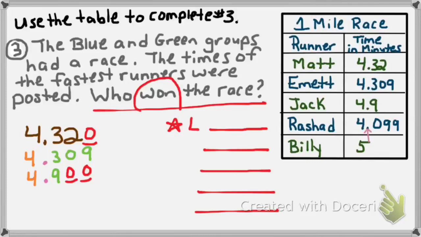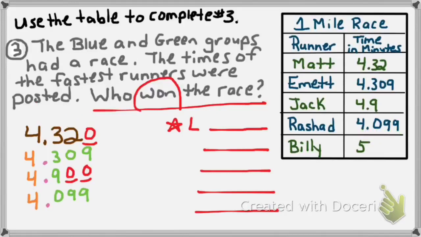I'm ready to focus on Rashad's number. There's my decimal, write it down under the other decimals. To the left I have a 4, so I write a 4. To the right I have 0, 9, 9, so I write 0, 9, 9 to the right. Check to make sure my columns are even. 4 digits, 4 digits, 4 digits, 4 digits, the columns are even. I'm ready to move on to Billy's number, my last number.